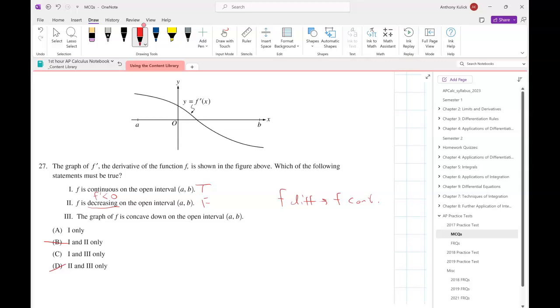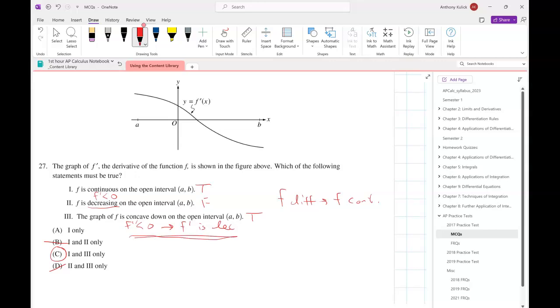Here it says the graph of f is concave down on the open interval from a to b. What does concave down mean? Second derivative is negative. Now, that is equivalent to saying the first derivative is decreasing. So if I look at that first derivative, that's what we have a picture of. Is that decreasing from a to b? If I walk, am I going downhill the whole time? You bet! So it should be 1 and 3.